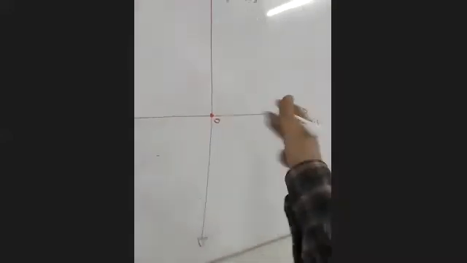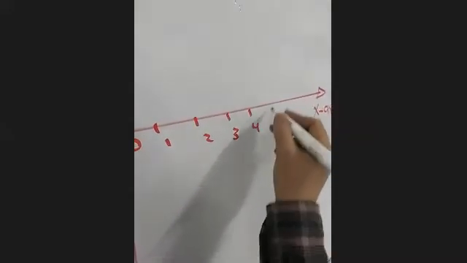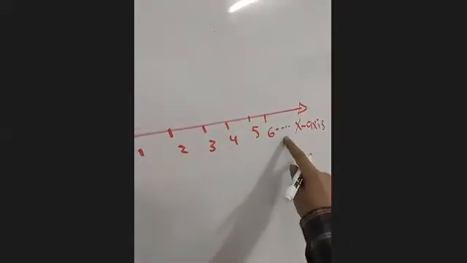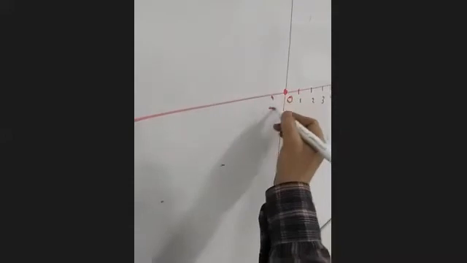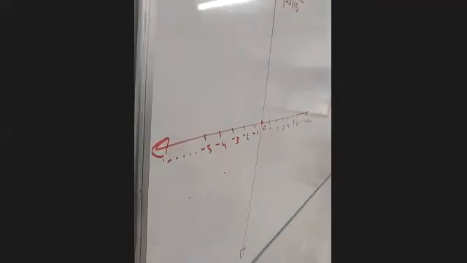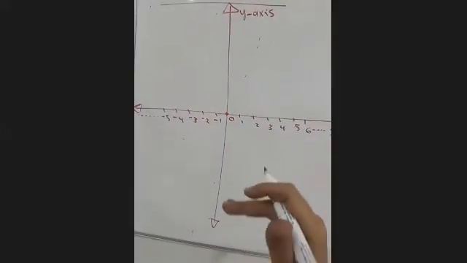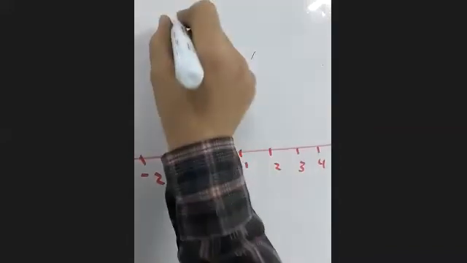To the right, we have positive numbers, 1, 2, 3, 4, 5, 6, and these points mean forever. On the left, we will have the negatives: -1, -2, -3, -4, -5, and forever. This is the x-axis. The y-axis is the same, but up will be the positive and down will be the negative. Up from the 0 will be the positive: 1, 2, 3, 4, 5, 6, forever.